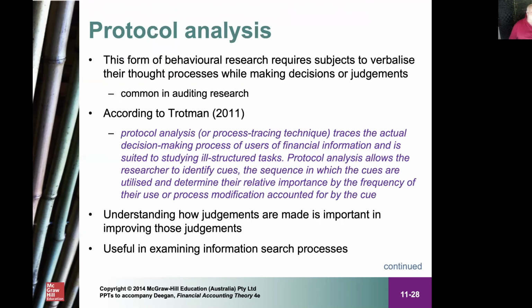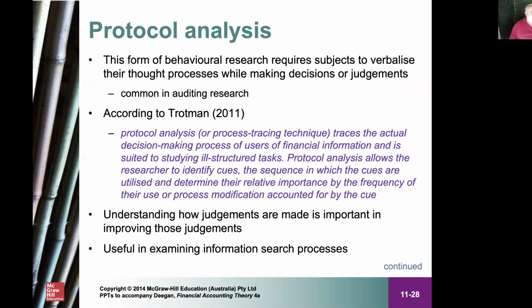Protocol analysis. This form of behavioural research requires subjects to verbalize their thought processes when making decisions, and they use that in audit research. We trace the actual decision-making process of users of financial information, and it's suited to studying ill-structured tasks. Protocol analysis allows the researcher to identify cues, the sequence in which the cues are utilized, and determine their relative importance by the frequency of their use.